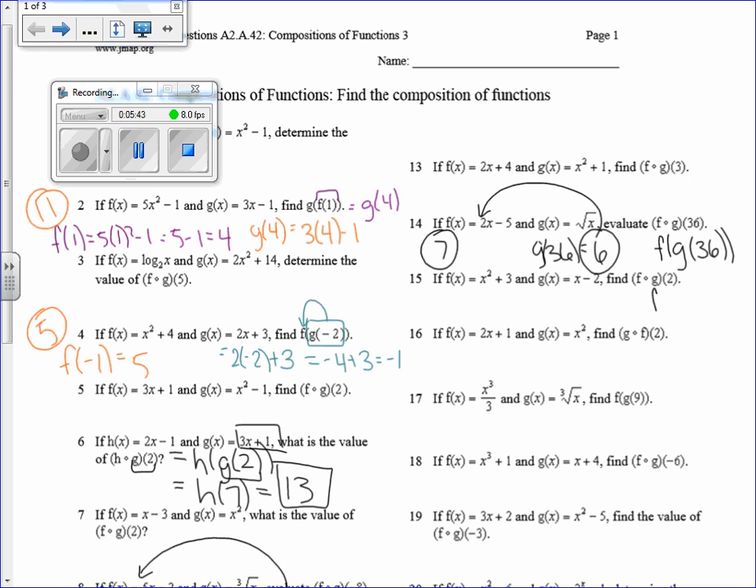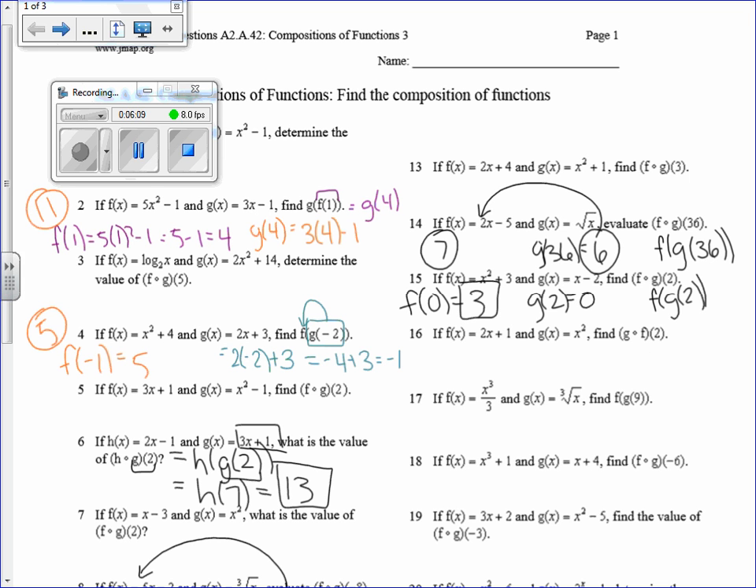15, we're going to do f of g of 2. g of 2 means I'm going to do 2 minus 2, which is 0. So g of 2 gave me 0. So that means I'm going to do f of 0. 0 squared is 0 plus 3 is 3. So we find, oops, you didn't have to do 15. Well, now you know.